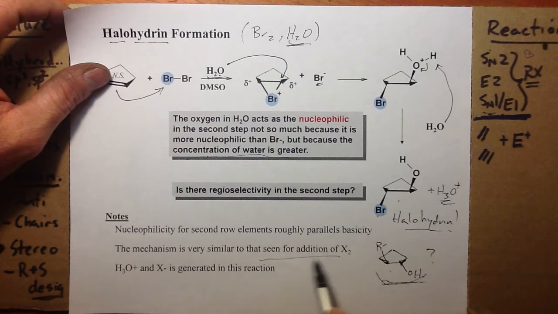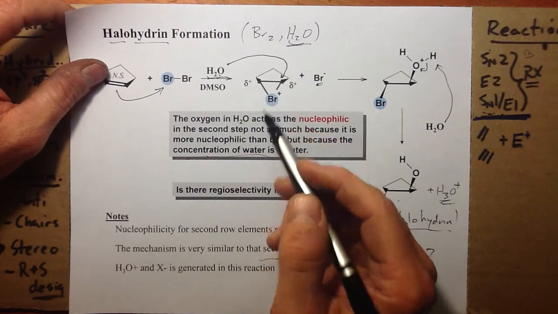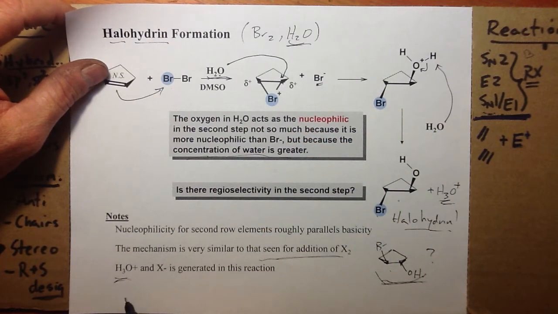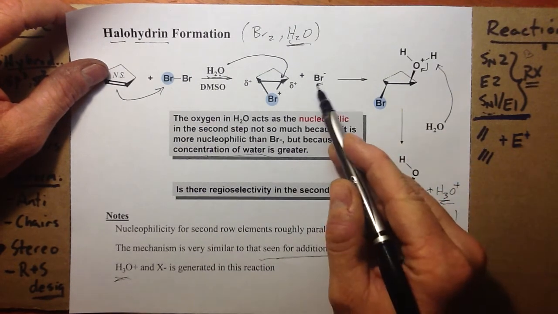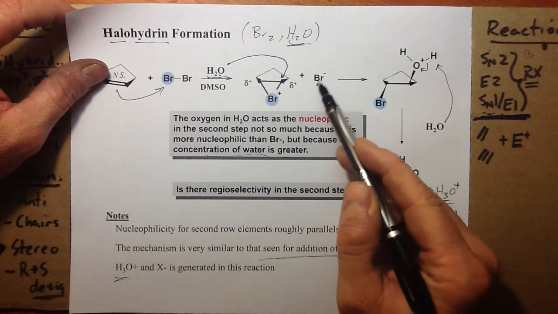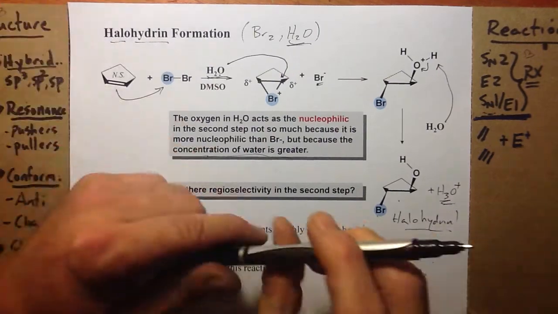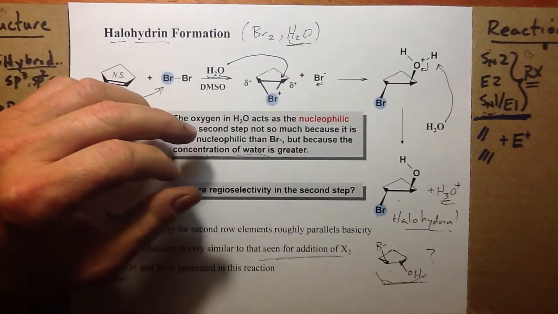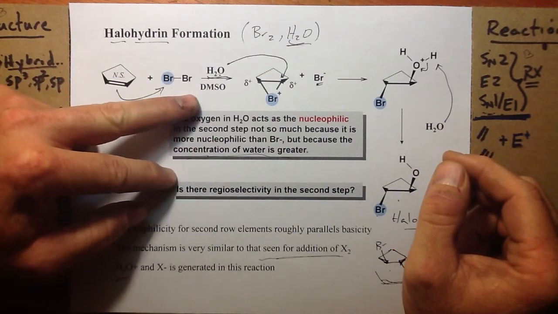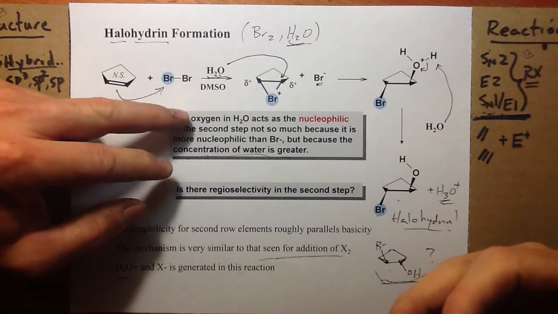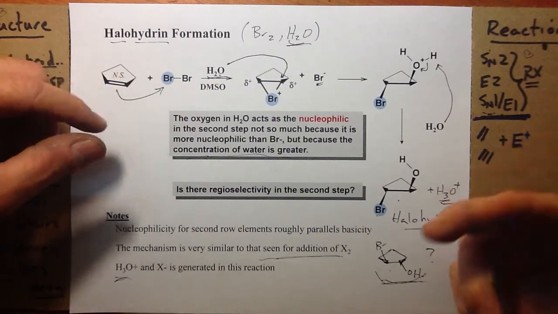The mechanism is very similar to that seen for addition of X2 to a double bond. It's just the second step differs. And we had formation of hydronium ion, H3O+. And, I didn't show it here, but we have this being left over, so our bromide or chloride is balancing that charge. Well, that's it. It's a long video on 3 reactions that we've covered. The addition of acid with water, addition of hydroboration oxidation, and then we've had Br2 or Br2 with water.